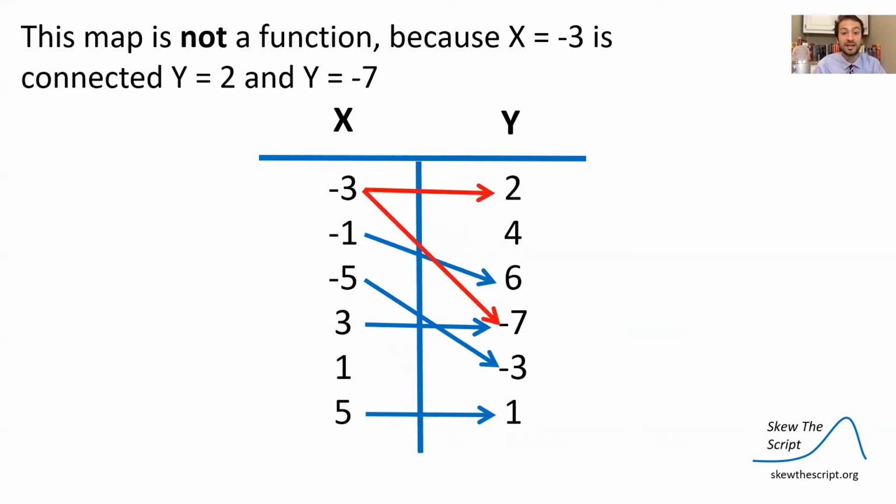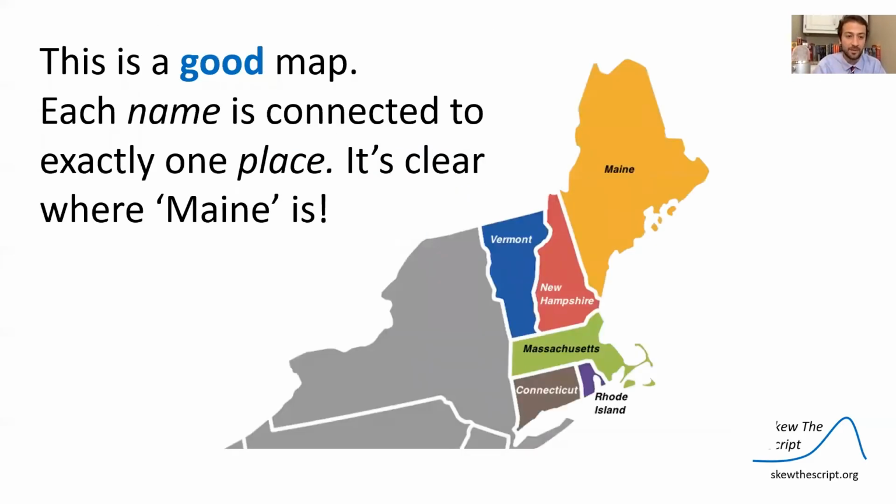And the answer is no. This map, this relationship is not a function because the X value, -3, is connected to Y equals 2 and Y equals 7. It's connected to two separate Y values.